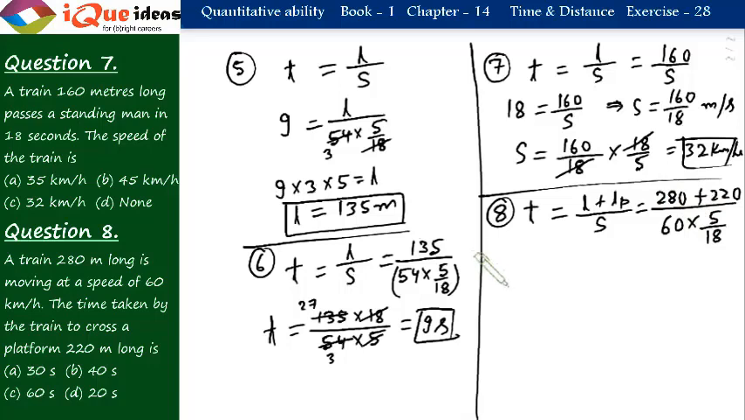So the time taken would be equal to 280 plus 220, which is 500, into this 18 goes to the numerator, divided by 60 into 5. So 0 and 0 cancel, 5 cancels 50 10 times. 6 cancels 18 3 times. So time is equal to 10 into 3, that is 30 seconds.